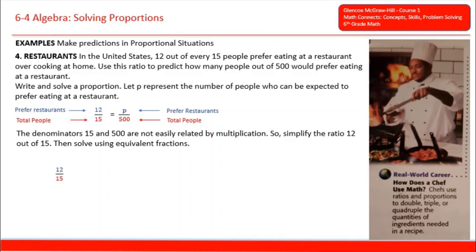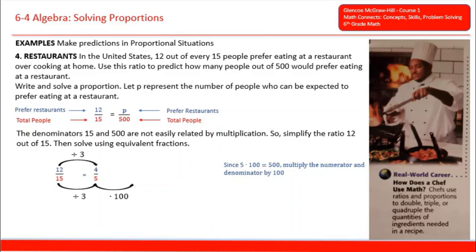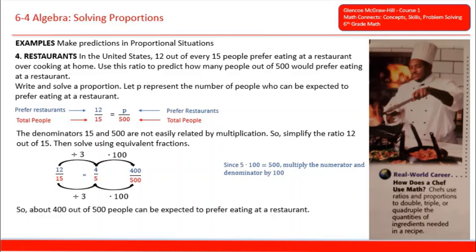So we need to simplify 12 out of 15, and we're going to do that by dividing by their greatest common factor, or GCF. So 12 divided by 3, and 15 divided by 3, and that will give us 4 out of 5 people. Since 5 times 100 equals 500, multiply the numerator and denominator by 100. So we multiply 5 times 100 and 4 times 100. We get 400 out of 500 people. So about 400 out of 500 people can be expected to prefer eating at a restaurant.